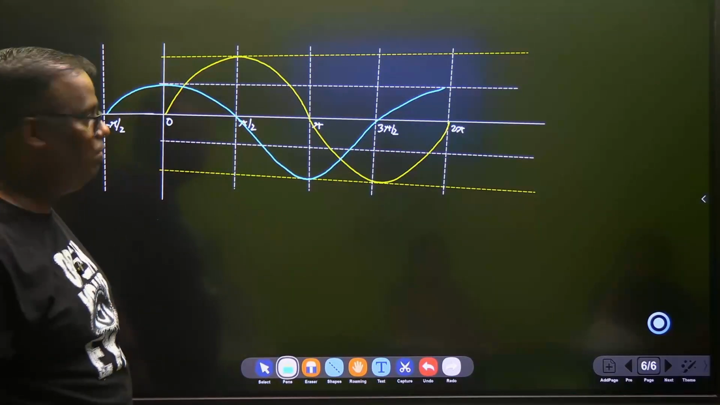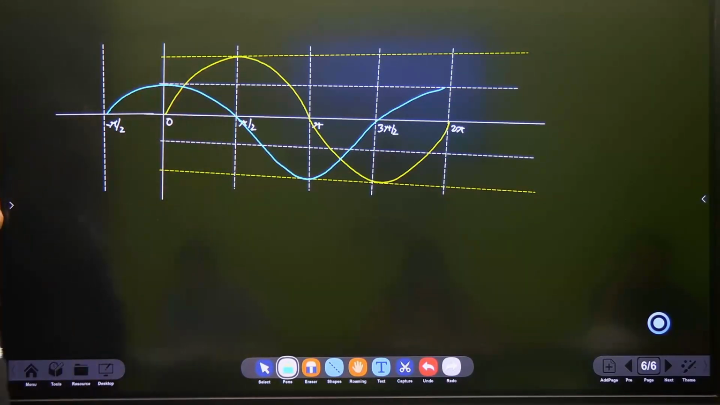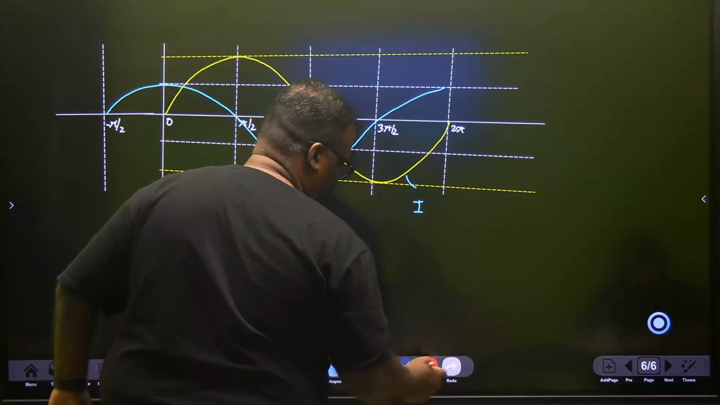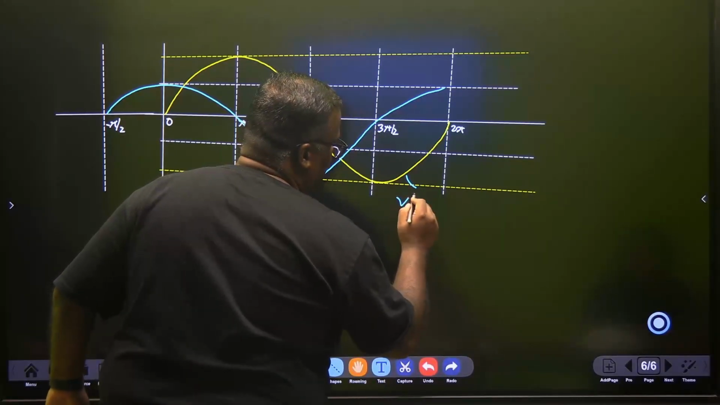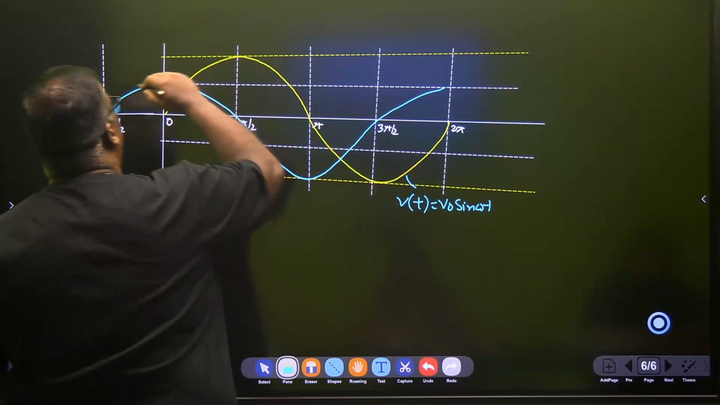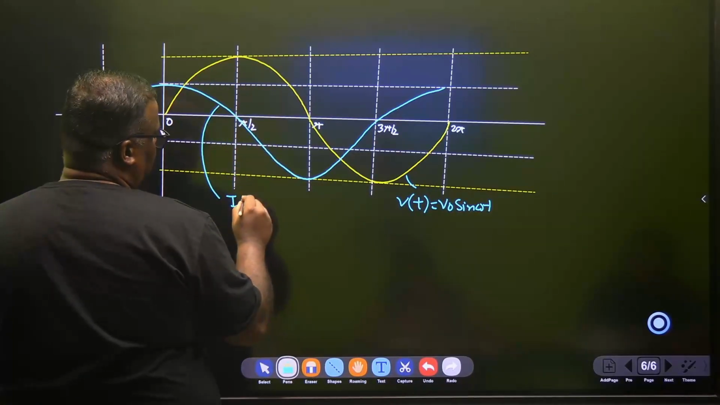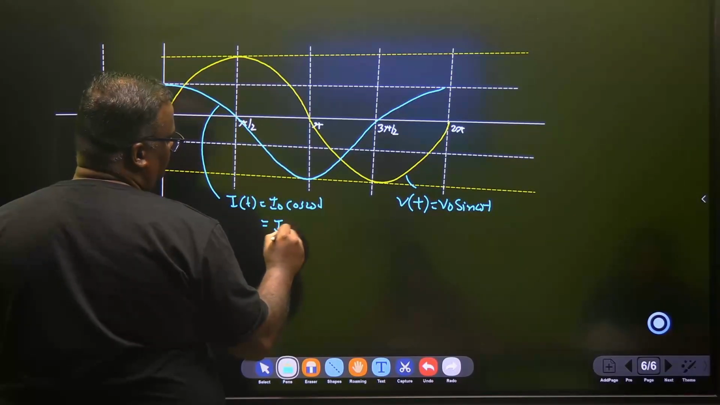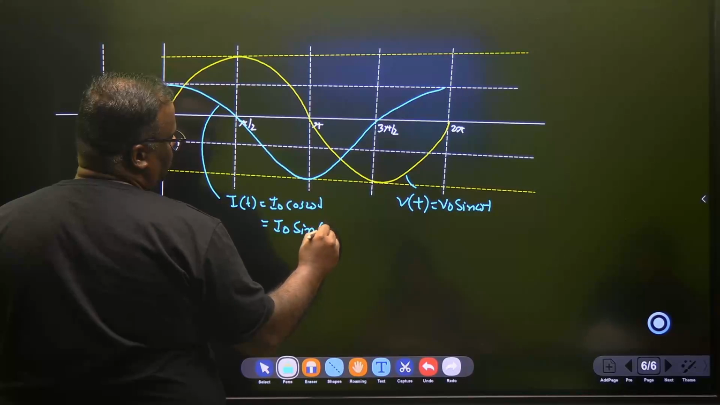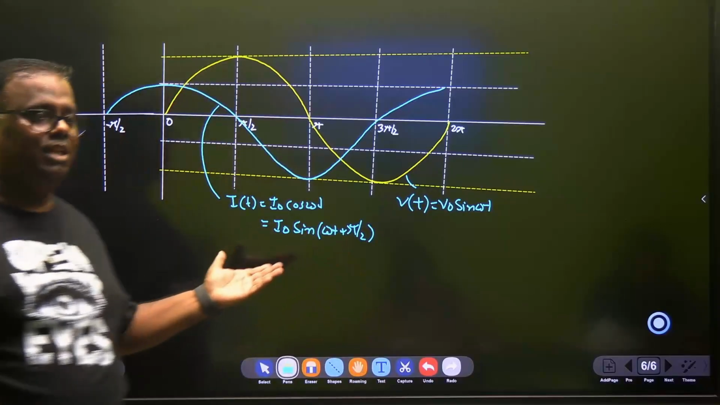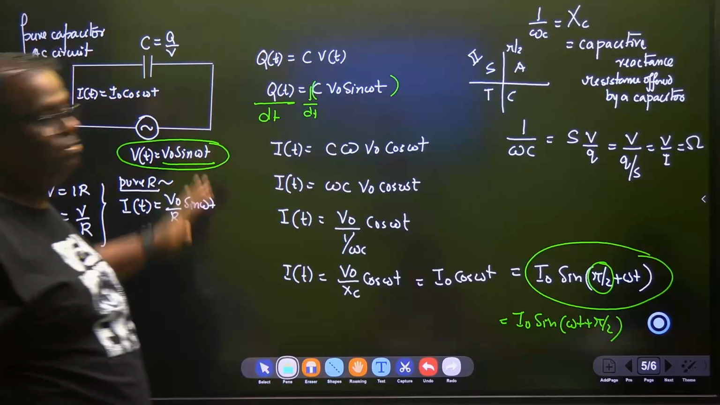And in inductive, what we will see? Just the opposite. The current will be lagging, the voltage will be leading. Have you understood? If I denote this graph as V at a time t equal to V naught sine omega t, I will denote this graph as I at a time t equal to I naught cos omega t, or you can write this as I naught sine omega t plus pi by 2. So if you want to study in sine, then this is leading. This is a very interesting thing.